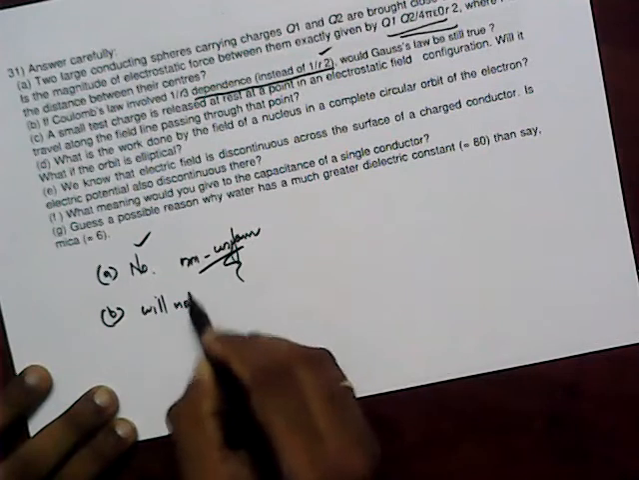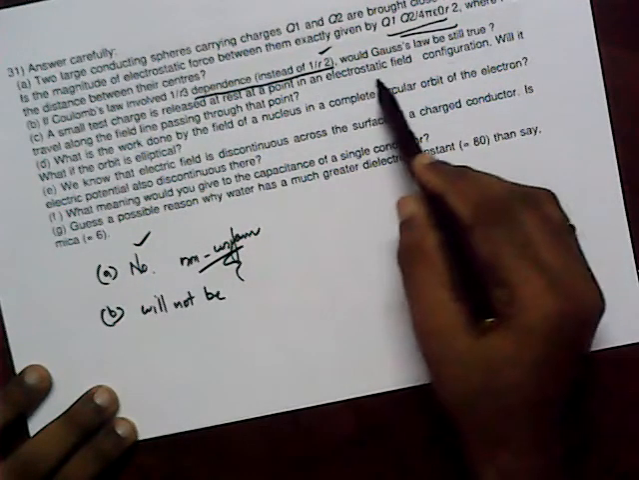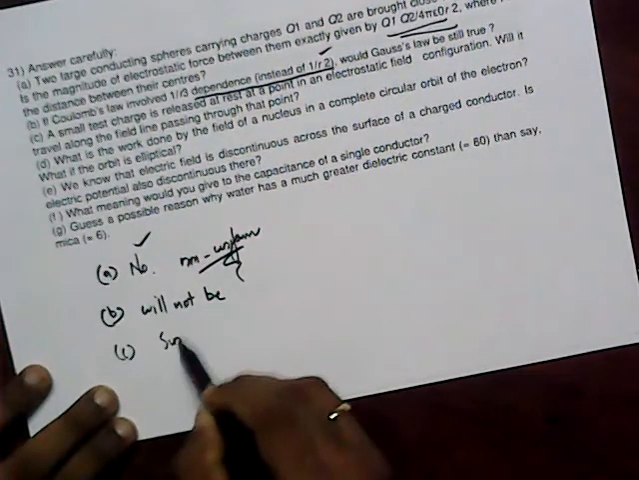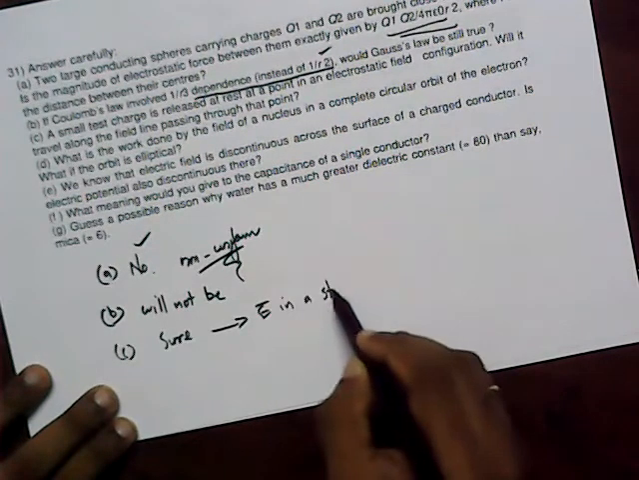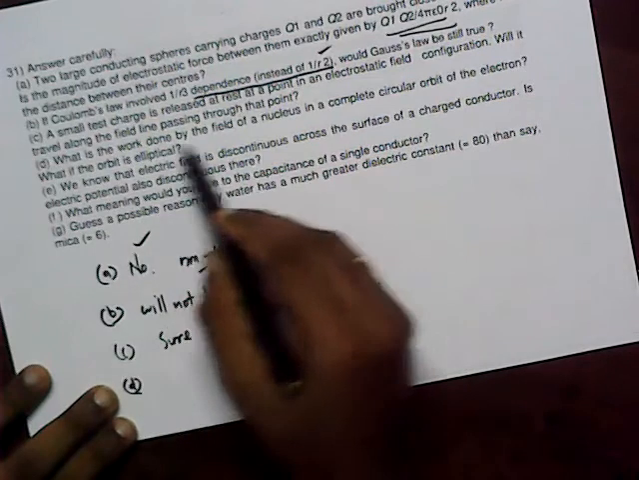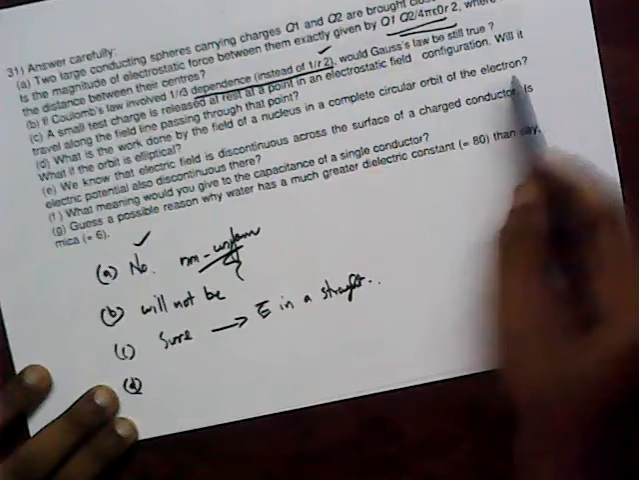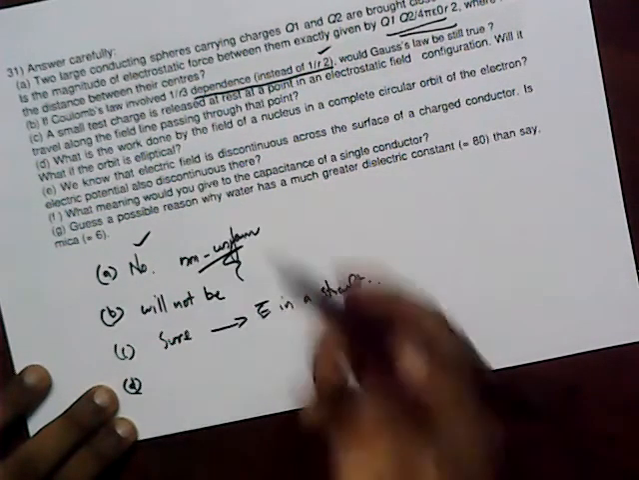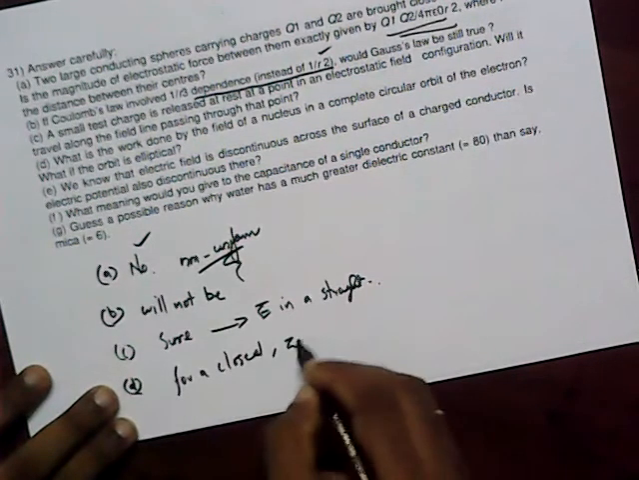A small test charge is released at rest at a point in an electrostatic field. Will it travel along the field line? Sure, but with one condition: the electric field is a straight line, otherwise it becomes a curved one. And D, what is the work done by the field of a nucleus in a complete circular orbit of the electron? What if the orbit is elliptical? Whatever may be the case, for a closed loop, it becomes zero.